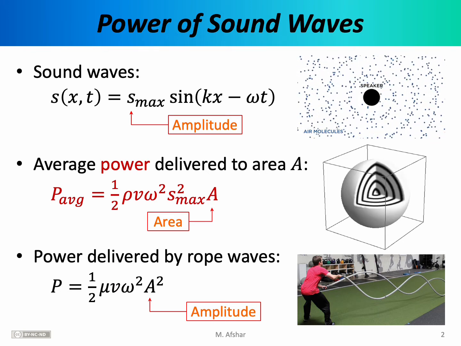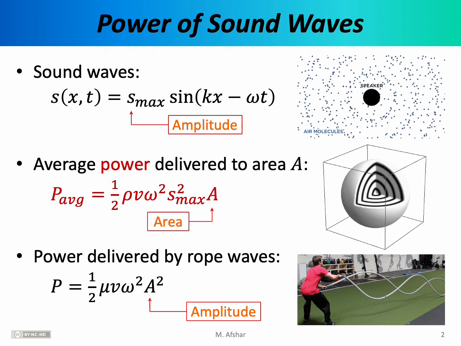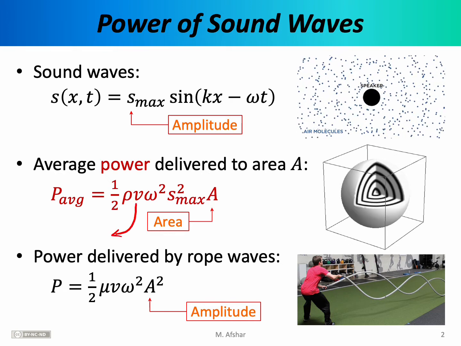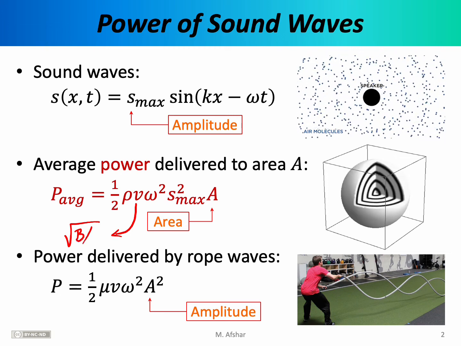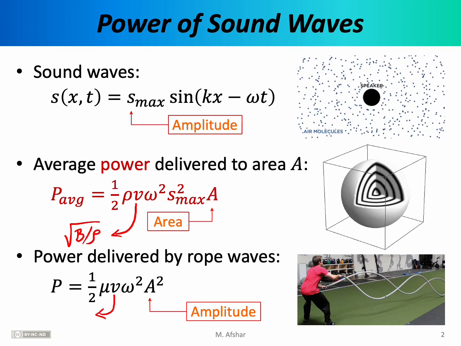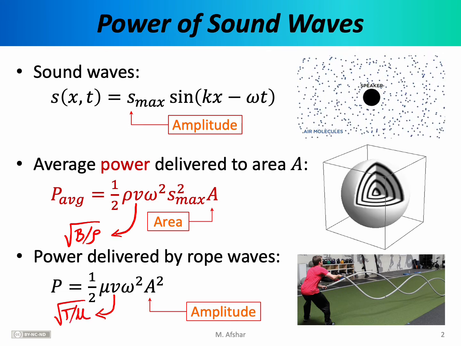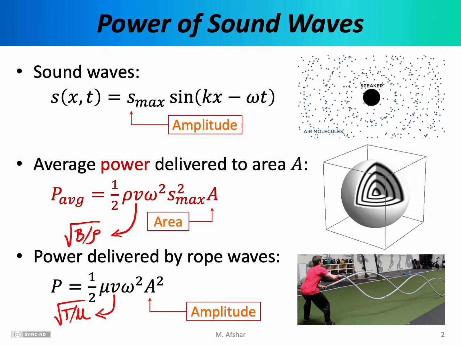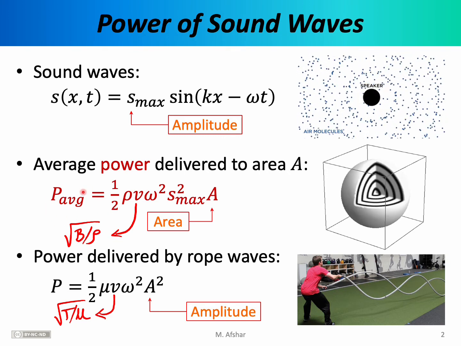Now remember that the wave speed for sound waves is given by a different formula. For sound waves, v is equal to B, bulk modulus divided by rho. But for rope waves, we had a slightly different formula. It was tension divided by mu. So different formulas for the wave speed, but the wave speed does play a role in determining the average power.